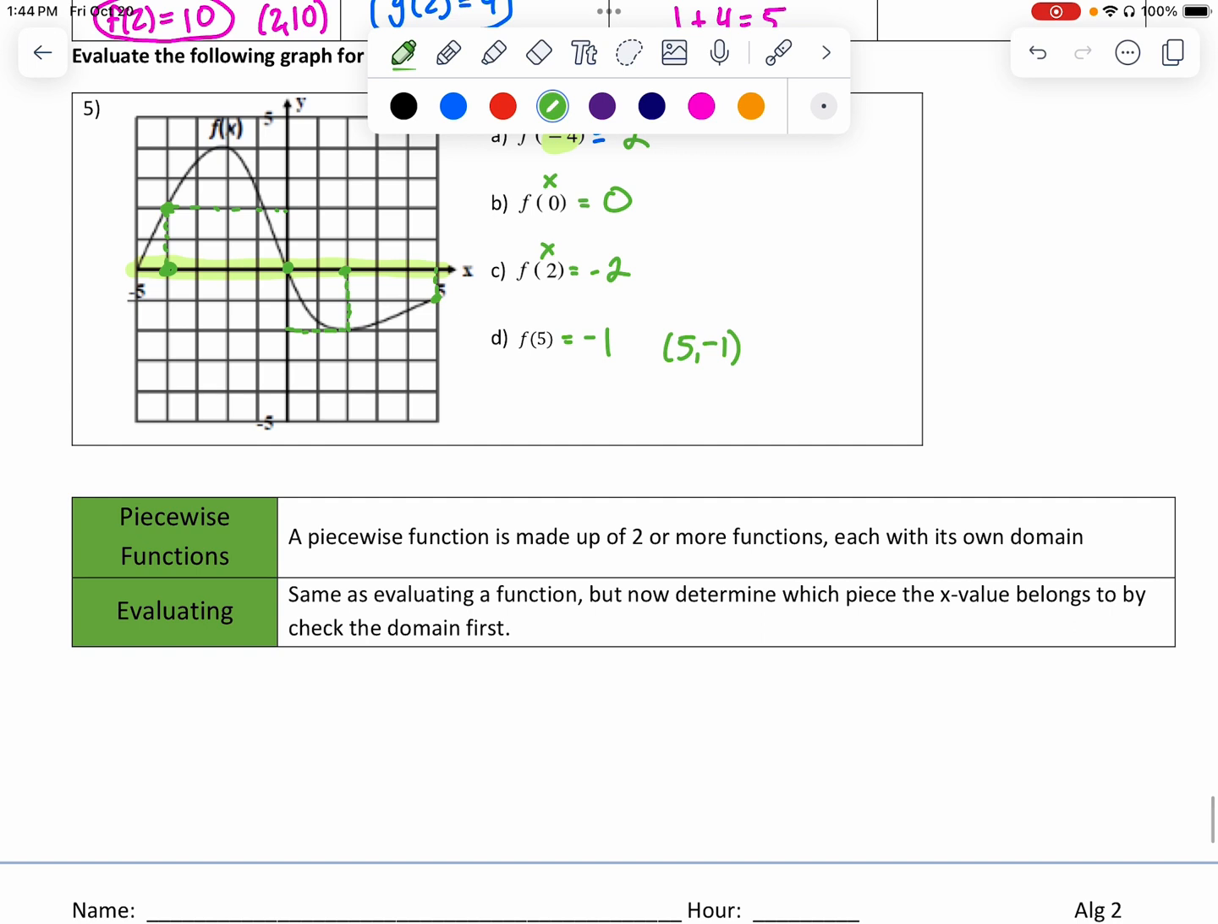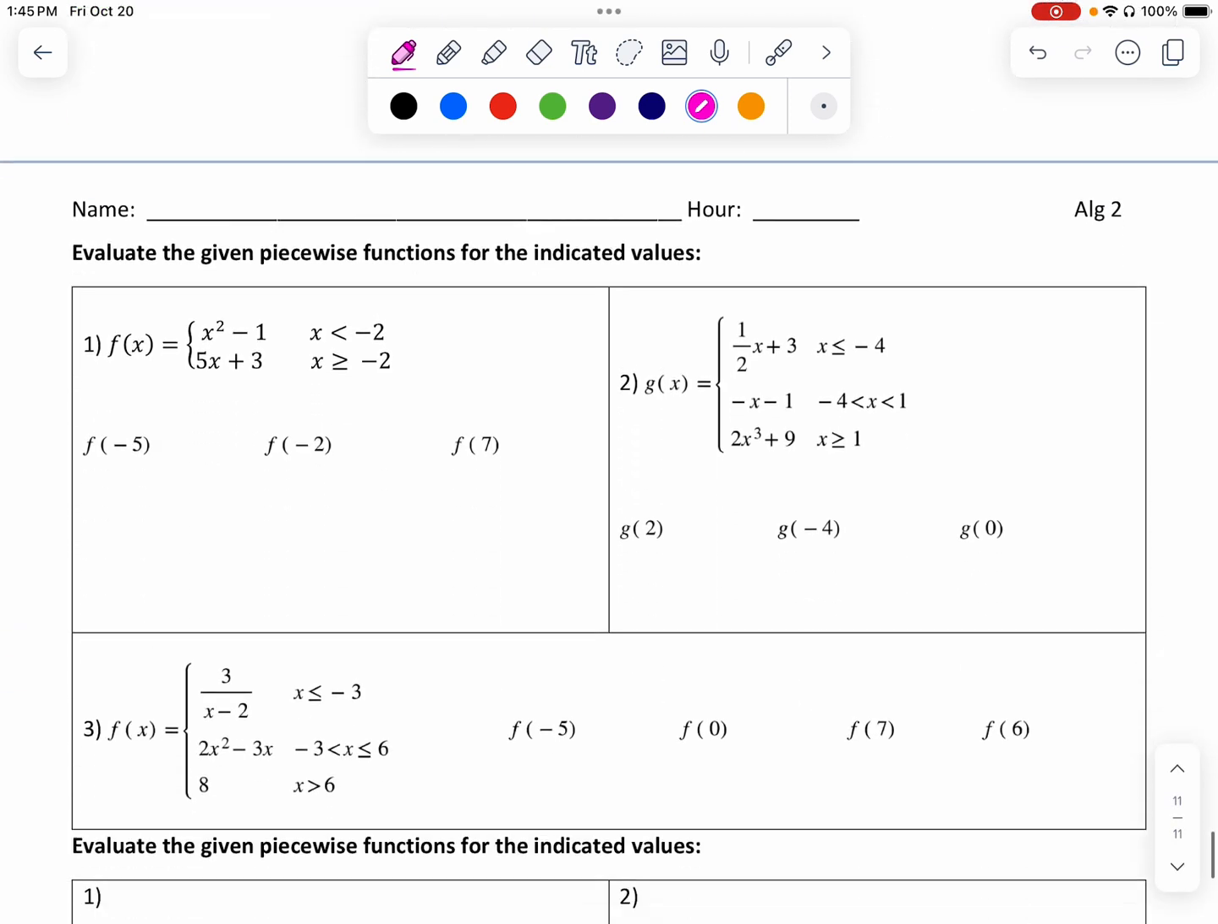So those are just like single functions, just kind of like a basic curve. Today we're also going to be introducing a new concept called piecewise functions. A piecewise function is made up of 2 or more functions, each with its own domain. Domain is going to be like our x restrictions. And evaluating is the same as evaluating a function, but now we're going to determine which piece the x value belongs to by checking the domain first. That'll make more sense once we see it.